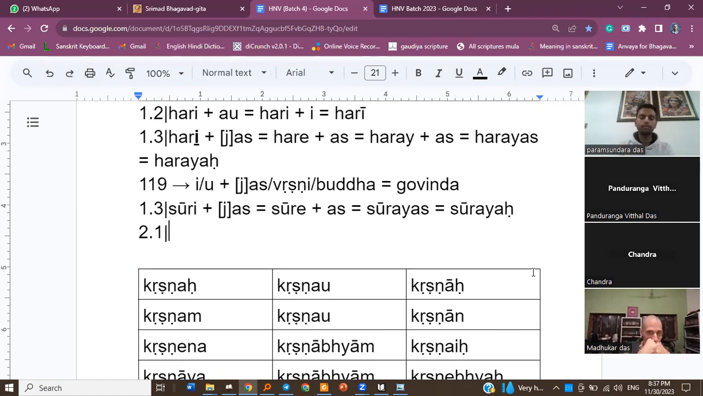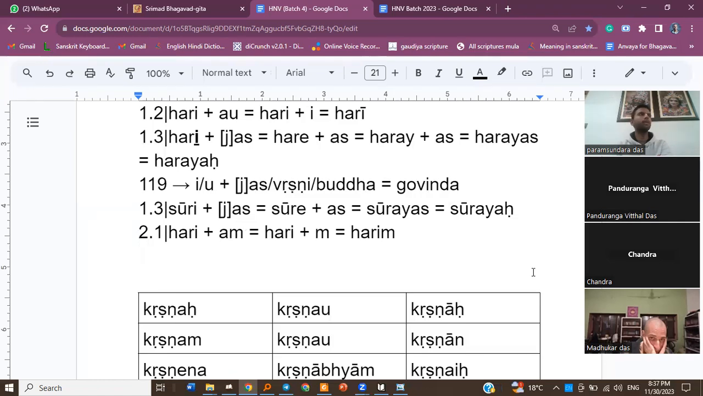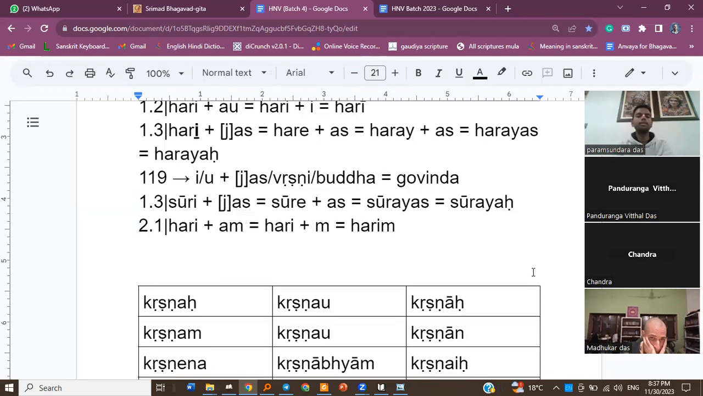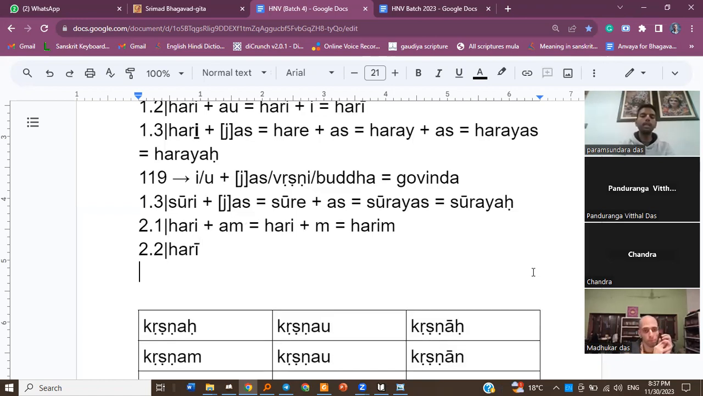Then Hari plus Am, Dashavatara, Amshasor, Aramahara, Sutra 93, I believe. After Dashavatara, the A of Am is deleted. So Hari ends with E, which is a Dashavatara. So after that, the A is deleted. And we get Harim. Harim Vinana Sritim Taranti. Just like, so 2.2 is same as 1.2. We get Hari.